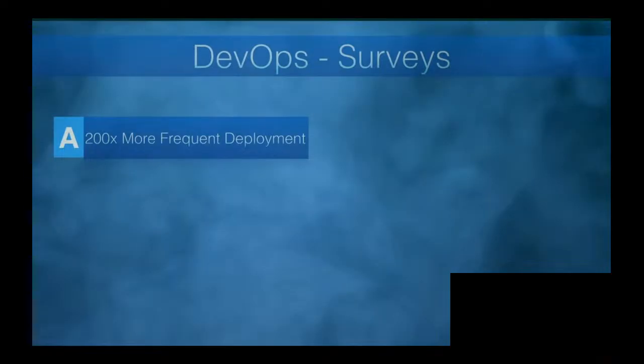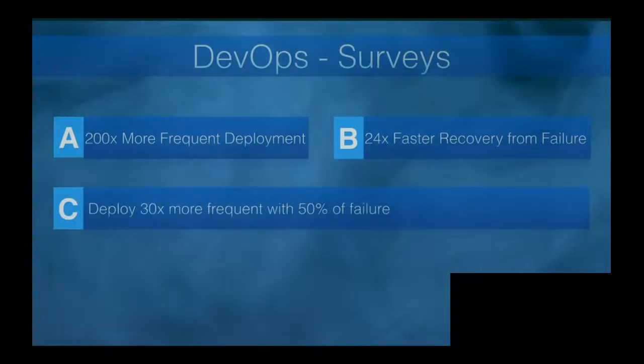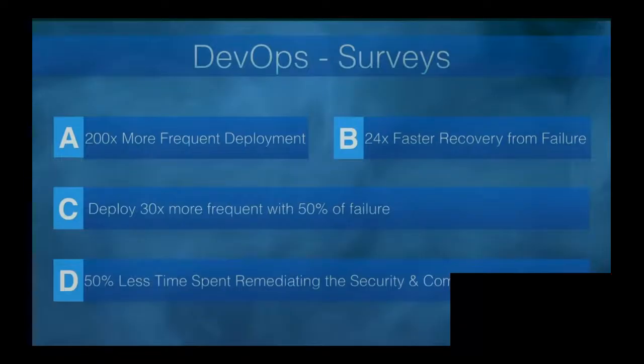Let me highlight some of the DevOps findings. DevOps can accelerate 200 times more frequent deployment. DevOps can bring 24 times faster recovery from failure. DevOps can deploy 30 times more frequently with 50% fewer failures. DevOps can make for 50% less time spent remediating security issues.